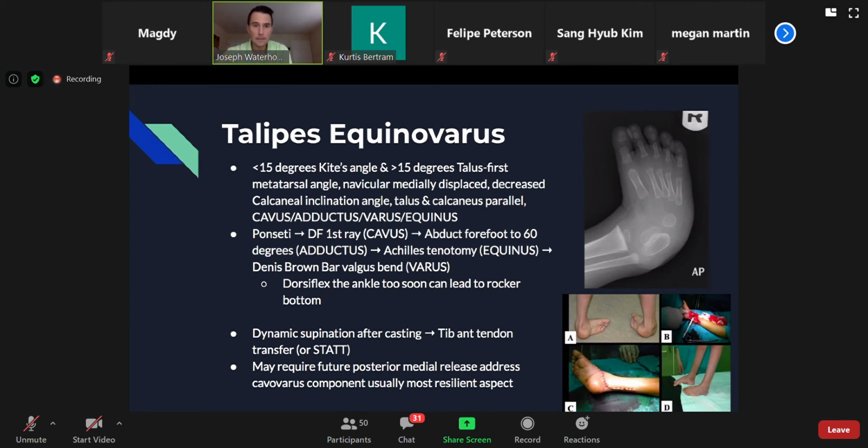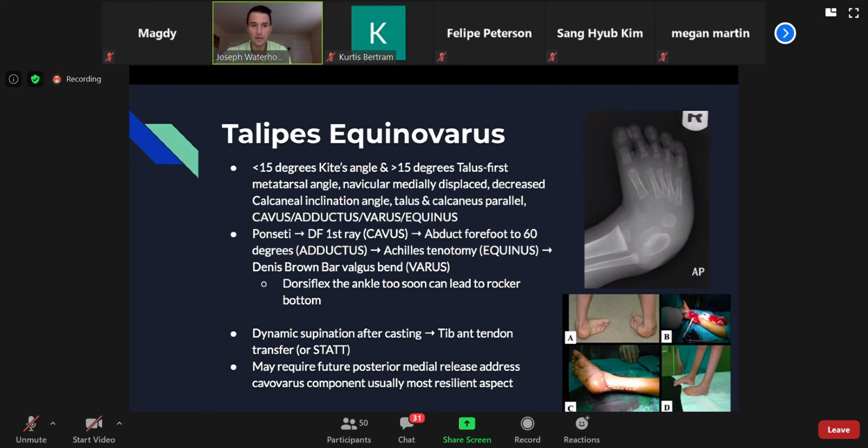So what do you do first? You're dorsiflexing the first ray, get rid of that cavus component. And then you're going to abduct the forefoot until you're at a steady 60 degrees. And then after that's done, you're going to do an Achilles tenotomy. Tenotomy, not lengthening, right? So tenotomy.